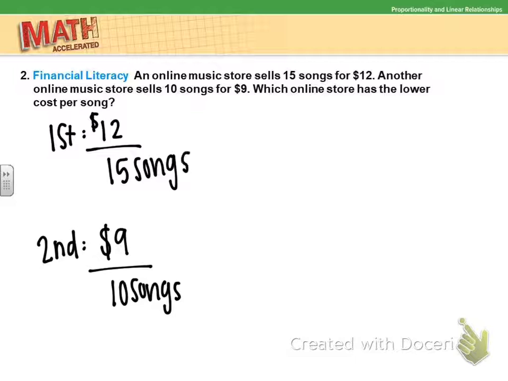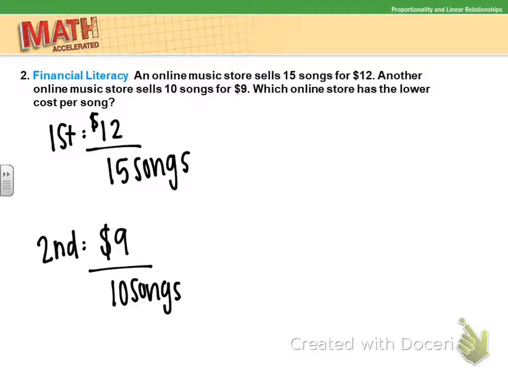Okay, well, it wants to know which store has the lower cost per song. So what do I need to do? I need to find the unit rate for both of these, and then I can compare it. All right, so for the first one, I have to do 12 divided by 15 to find that unit rate. Do we still have to round to the nearest tenth on this? Yes. You shouldn't have to on these two, though.